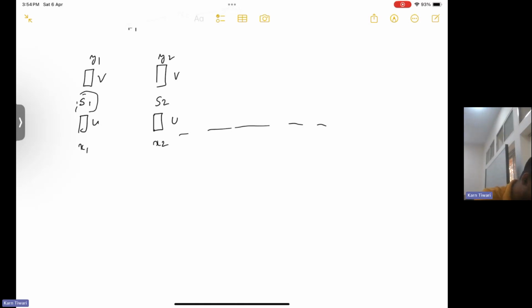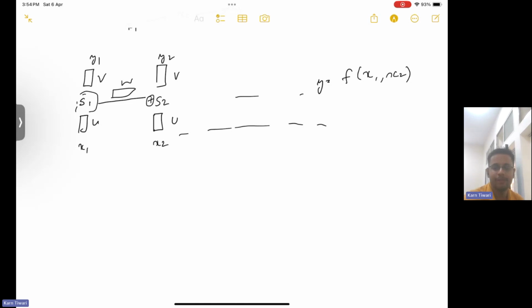So for the hidden representation, we will have one more block of W, which takes the previous input representation, multiplies it, and we add it here to the S2 and pass it with the model V, which gives us the corresponding output. Now this hidden representation in turn depends upon X1, so our Y2 will be a function F of X1, X2. Like this, we can continue again and again for n sequences.